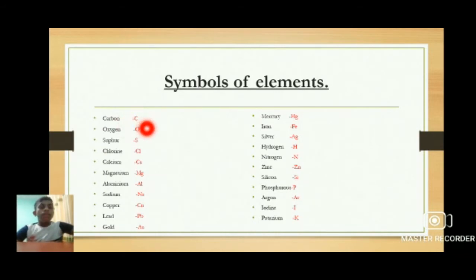First, carbon. Carbon is denoted by the capital English letter C. Then oxygen is O, sulfur is S, chlorine is Cl, calcium is Ca, magnesium is Mg, aluminium is Al, sodium is Na, copper is Cu, lead is Pb, gold is Au, mercury is Hg, iron is Fe, silver is Ag, hydrogen is H, nitrogen is N, zinc is Zn, silicon is Si, phosphorus is P, argon is Ar, iodine is I and potassium is K.